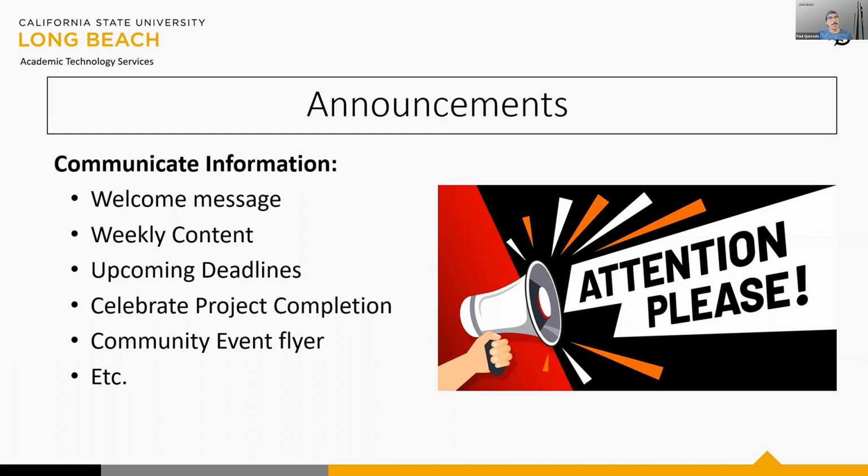Or you can also have a community event flyer, like say if there's a campus resource or an organization or a local event, something that's happening, and there's a document that you want to provide as part of your announcement. You can insert that as well, just to make it easily accessible. And so you get the point. These are just the kinds of things that you can communicate using the announcements tool.